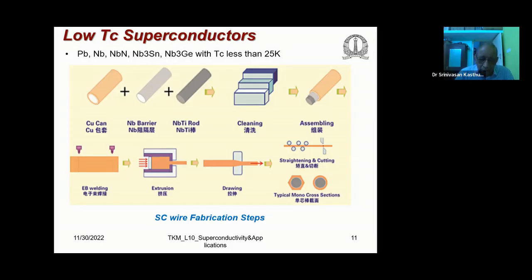These have a transition temperature less than 25 Kelvin, and you can make many kilometers lengths of wires by this process. There are large companies, many companies, American Superconductors, for example, is one of the companies who are able to give you these superconducting wires.